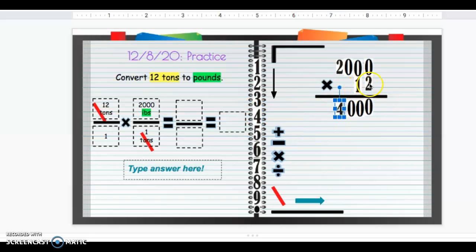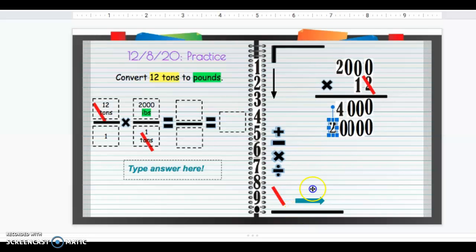Okay, before we go on, let me organize this. The 2 gets crossed off, and now that the 2 is crossed off, I have to put a 0 below. So 0 goes below. Then I do 1 times 0 is 0, 1 times 0 is 0, 1 times 0 is 0, and then 1 times 2 is 2.